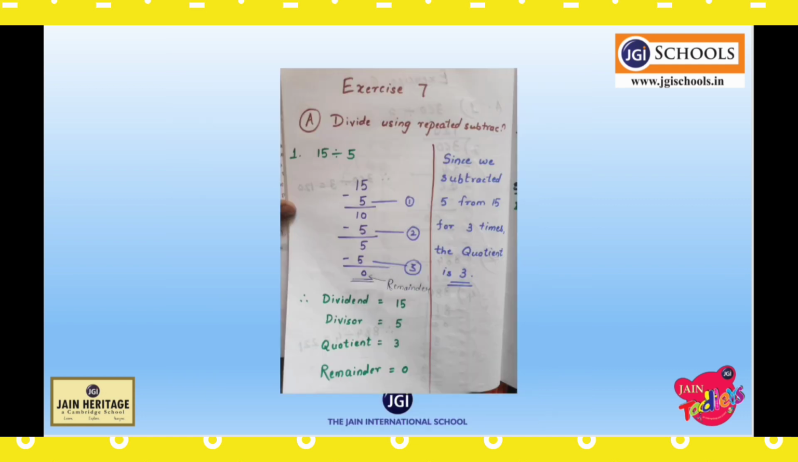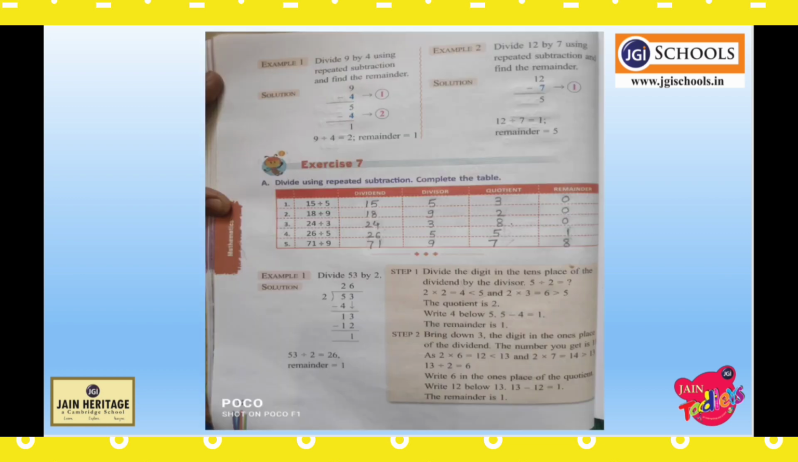Fine. Now exercise 7. This thing we have already done in the beginning of the chapter, that is, divide using repeated subtraction. Here the only thing is you have to mention what is the dividend, divisor, quotient and the remainder also. You can complete your splash book from here.